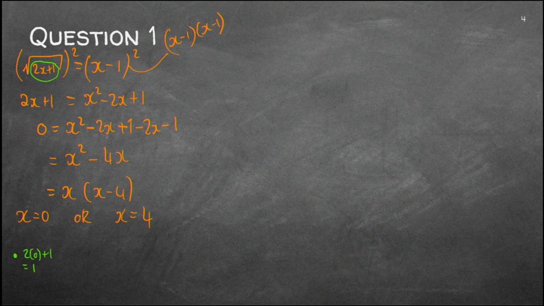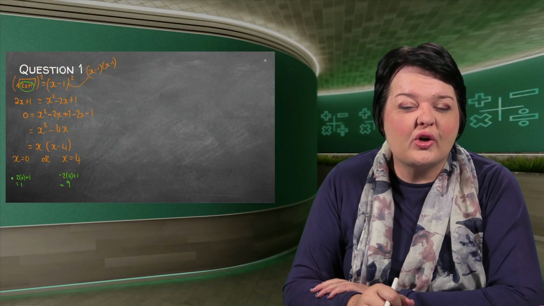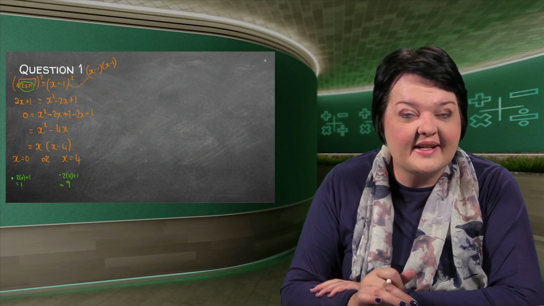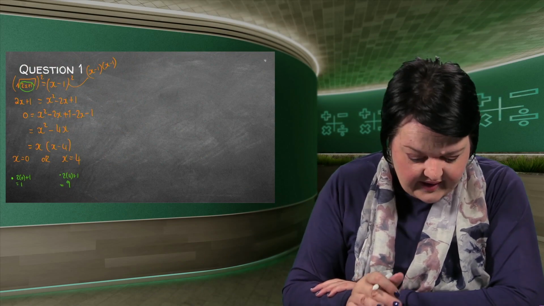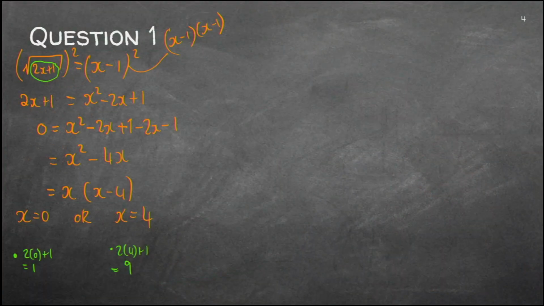And with the 4, I'll get 2 times 4 plus 1, which would give me 9. And the reason I am looking for this is, please remember that with these questions, you can't have a negative value underneath the third. For example, if this was 1 minus 2x, the x to 4 would not be accepted because it will give a negative value in the third.